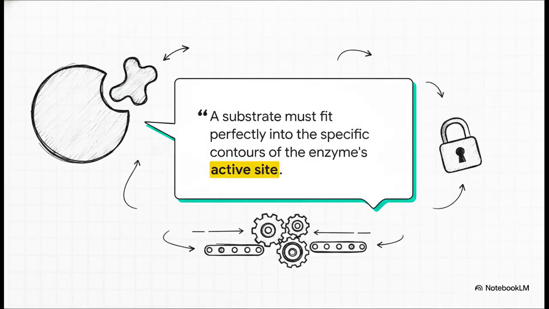Then we have the enzymes, the ultimate cellular catalysts. To quote our text directly here, a substrate must fit perfectly into the specific contours of the enzyme's active site. The most common analogy used to describe this is a lock and key. These catalytic workers are just incredible. They speed up the metabolic assembly lines exponentially. But get this, they themselves are never consumed or made part of the final product.